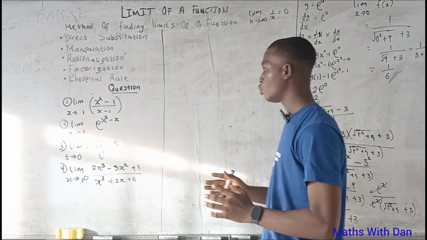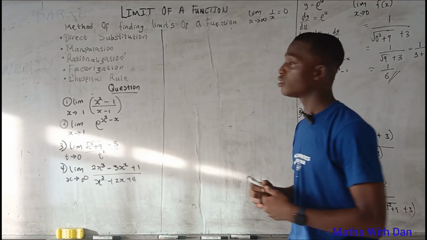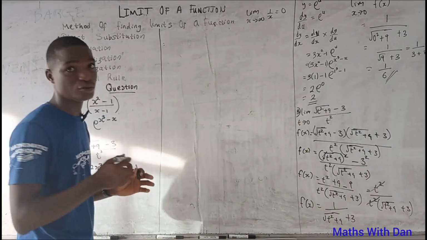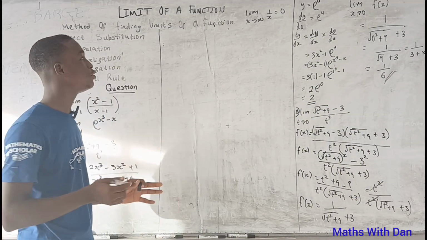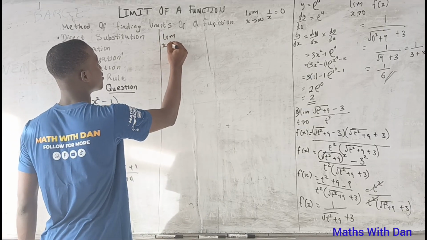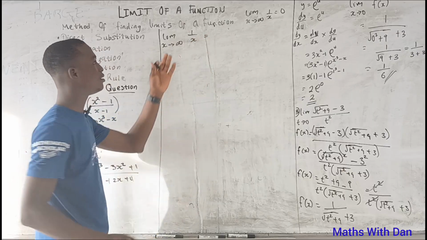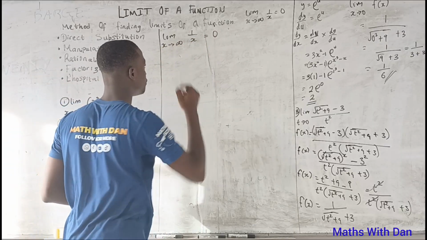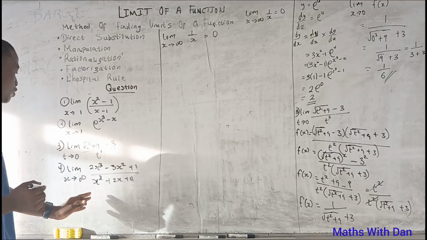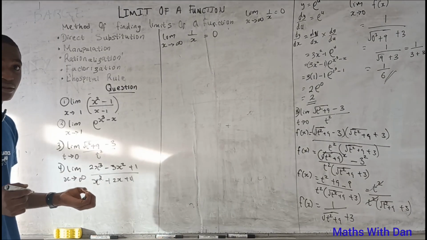You understand? For you to approach this, there are rules that follow. I'm going to do that in my next video, so do follow my channel. So we have the limit of x approaching infinity of 1 over x. Whenever this is approaching infinity, you are going to have 0, right? So we are going to apply it to this. And before we apply it, there are some rules I'm going to do.